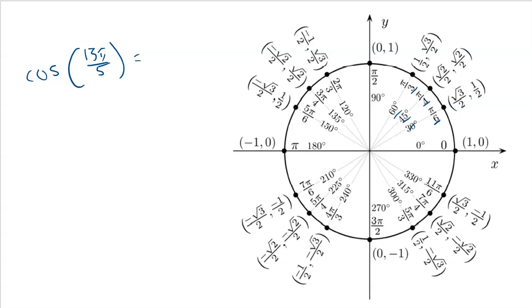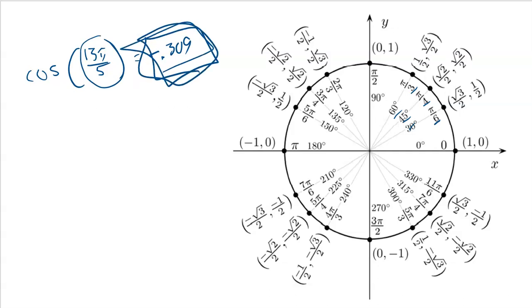Just make sure you're in radian mode, or else you're not going to get it right, because this is in radians. And cosine of 13 pi over 5 is negative 0.309. So if I was able to see where this angle stopped on the unit circle, this would be the approximate x-coordinate. So again, we could actually try to find that.